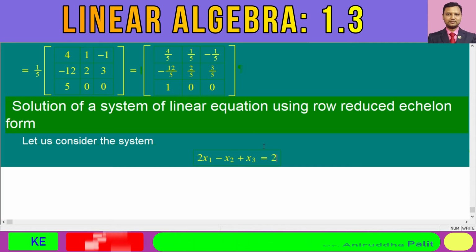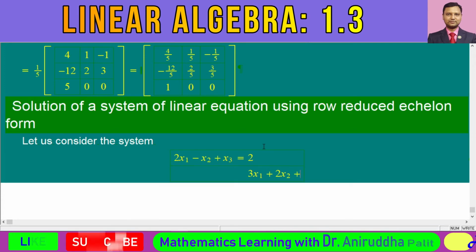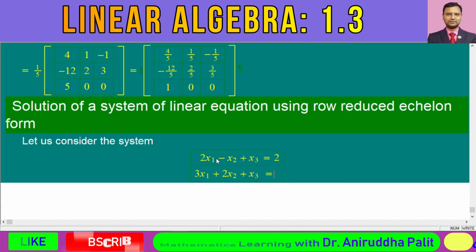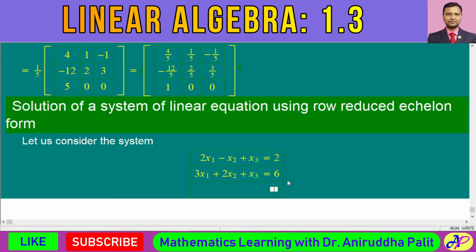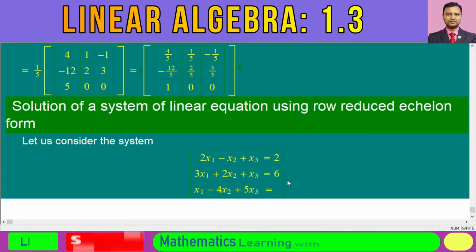Then the next one is equal to 3x1 plus 2x2 plus x3 is equal to, say, I'm putting how much? Let's put 6. Okay. And finally, x1 minus 4x2 plus 5x3 is equal to, suppose this is equal to 0.